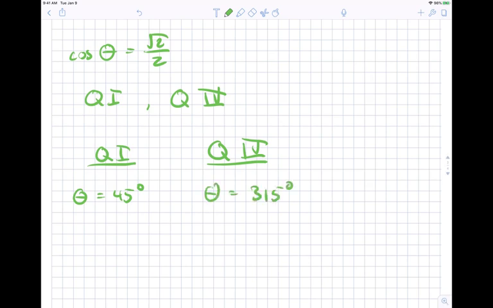That's like negative 45. Okay. So wait, there's one more step. So now we need to account for the complete revolutions. We said it repeats every 360 degrees.